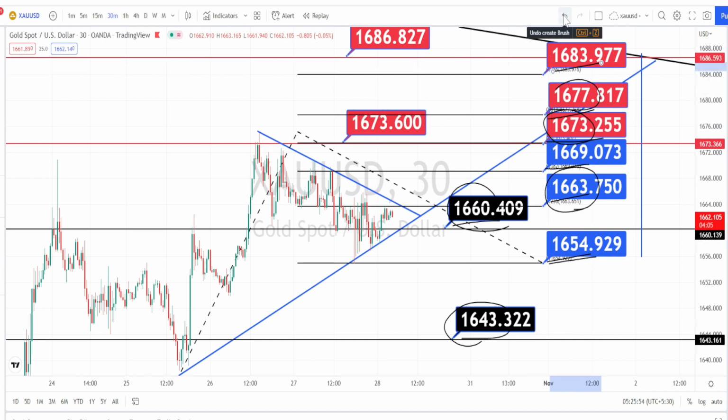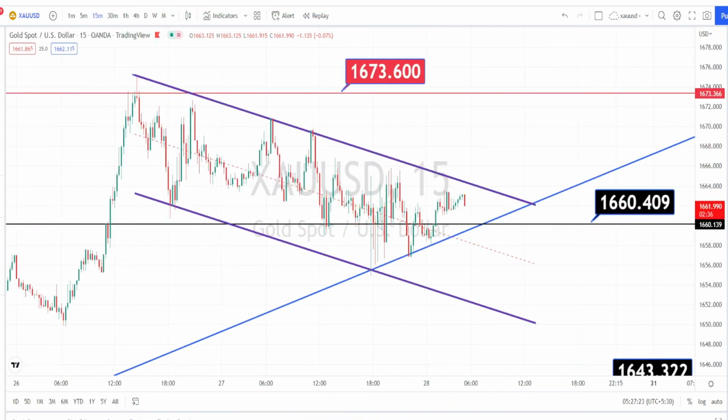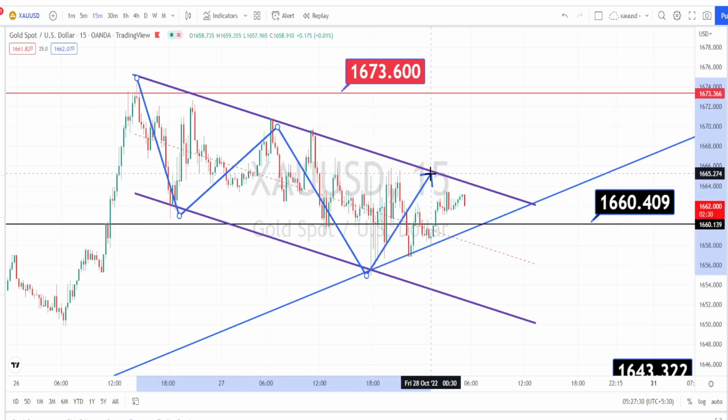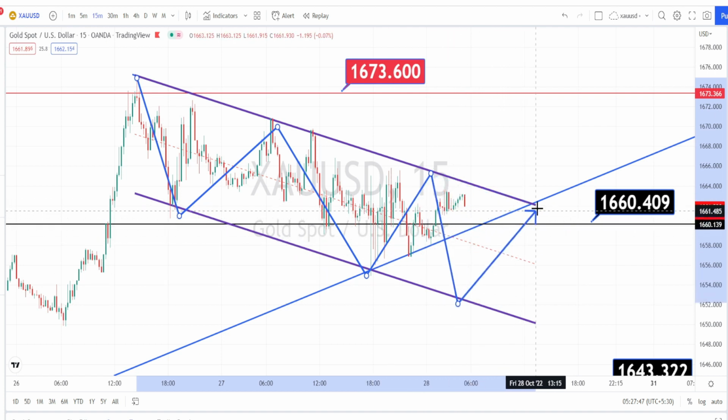Let us mark the support and resistance levels for the 15 minutes time frame. So I am in the 15 minutes time frame. When we look at the trend of the price action here, it is on a bearish trend, trading within this bearish channel pattern. We have a very important trend line, and if the price action breaks this trend line, we can expect the bearish channel pattern to continue in the 5 minutes time frame.